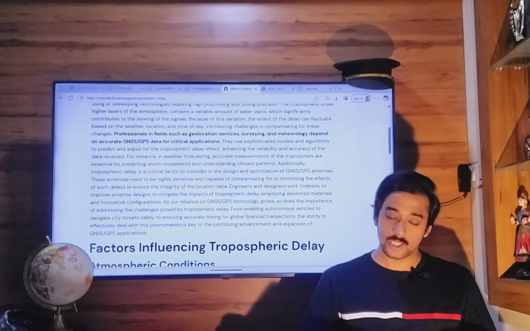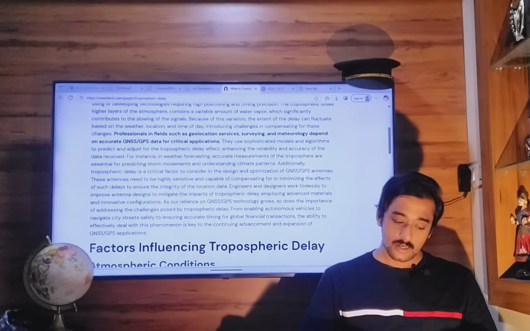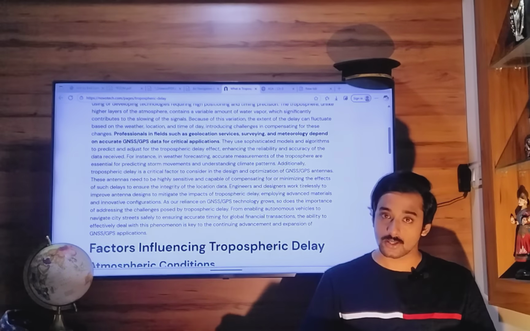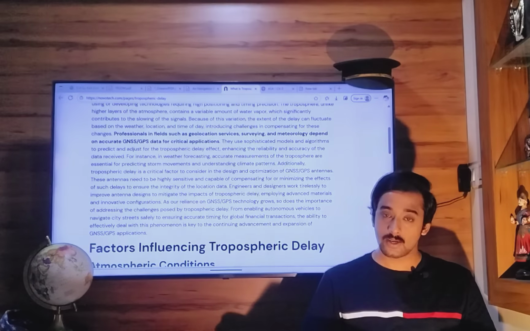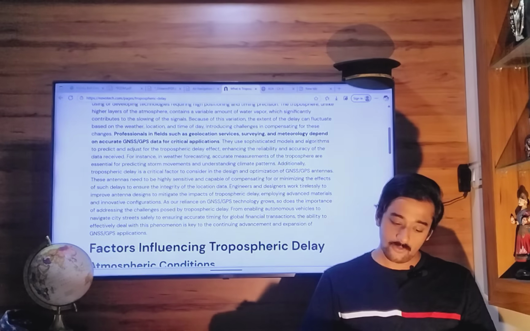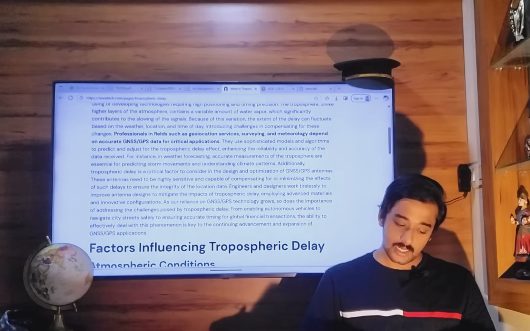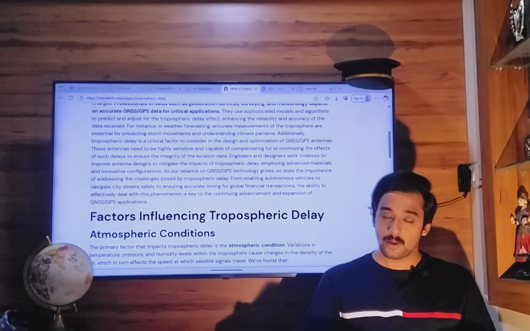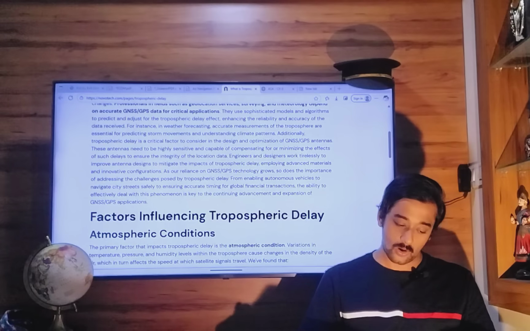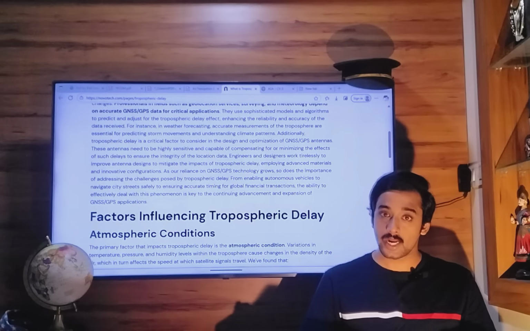Professionals in fields such as geolocation services, survey, and meteorology depend on accurate GPS data for critical applications. They use sophisticated models and algorithms to predict and adjust for tropospheric delay effect, enhancing reliability and accuracy of the data received. For instance, in weather forecasting, accurate measurements of the troposphere are essential for predicting storm movements and understanding climate patterns. Additionally, tropospheric delay is a critical factor to consider in design and optimization of GPS antennae. These antennae need to be highly sensitive and capable of compensating for or minimizing the effects of such delays to ensure integrity of location data.